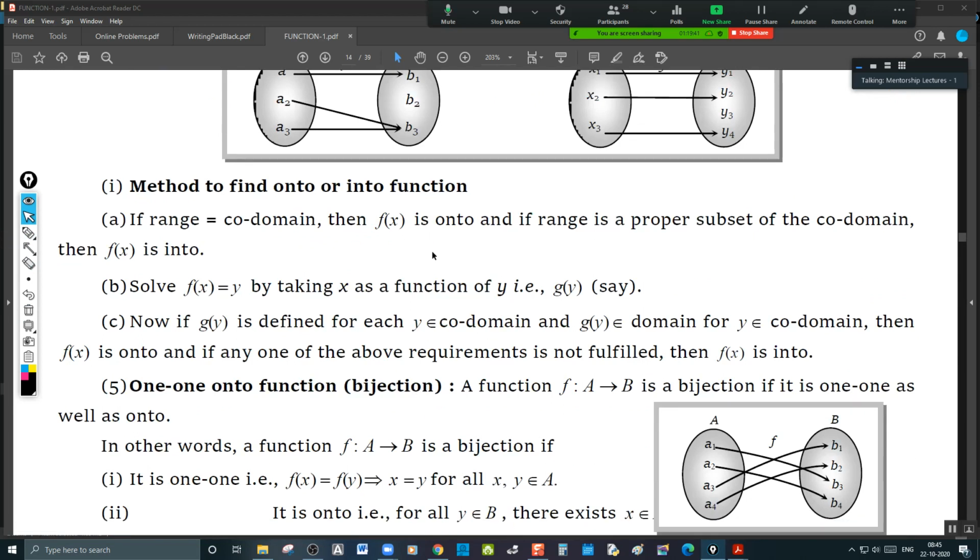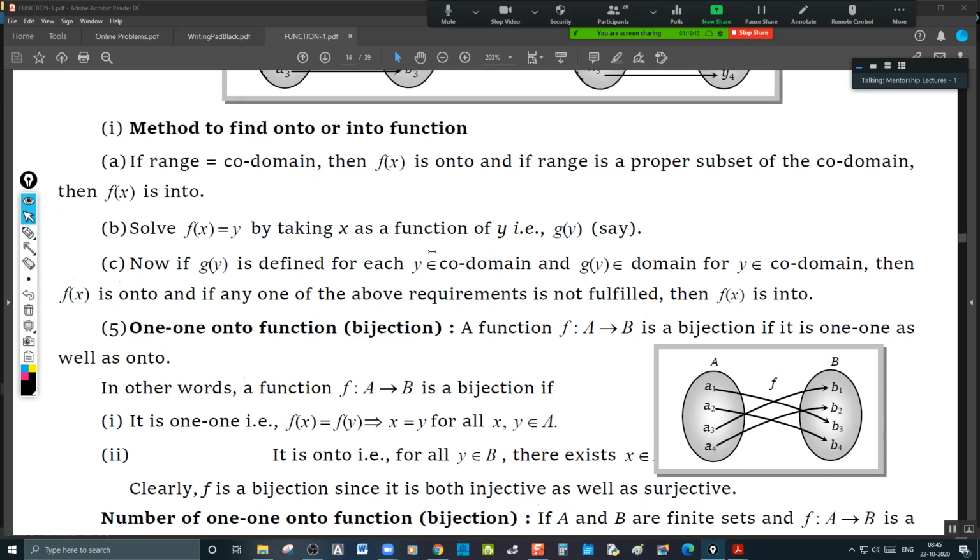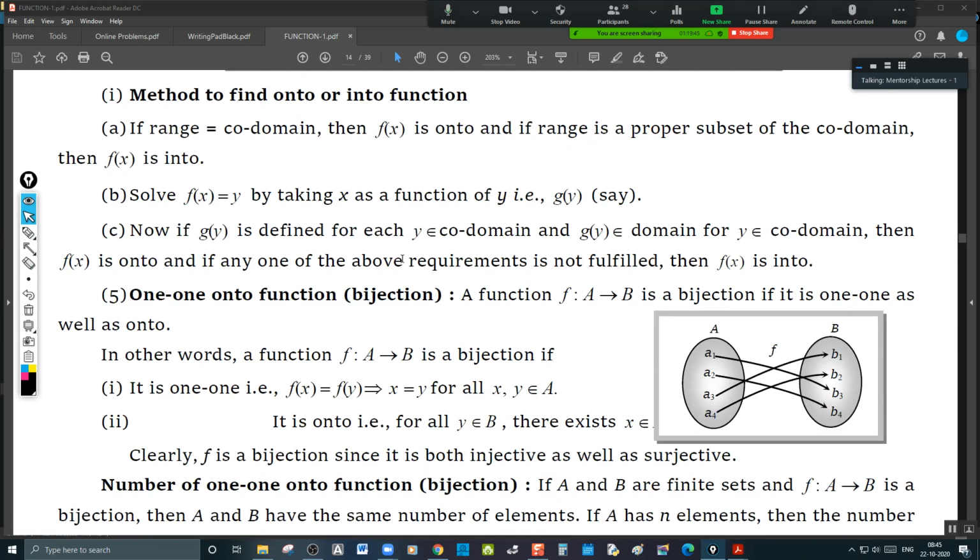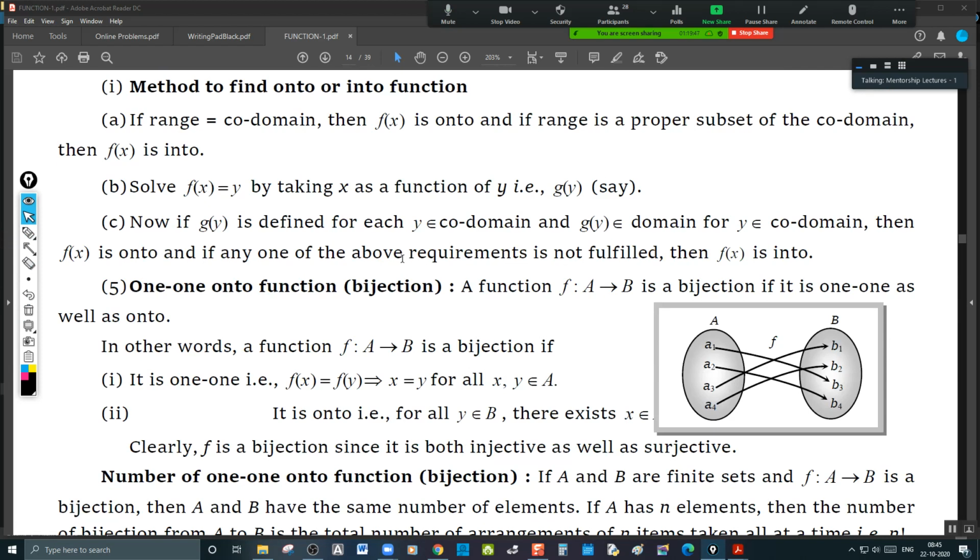So the method to find out onto and into functions, just you revise them, please. No element of the codomain should be left without pre-image. Then it is said to be an onto function. So if any such element is remaining, then we say that it is not an onto function.